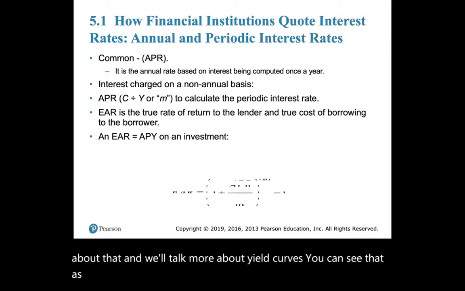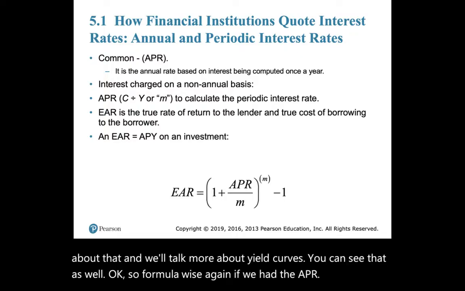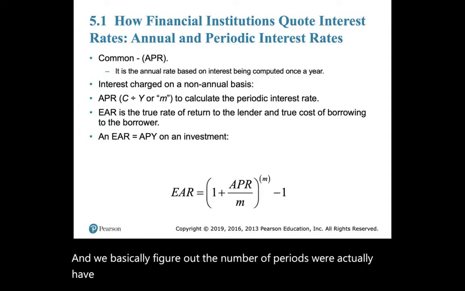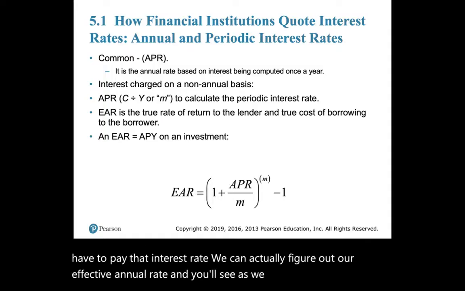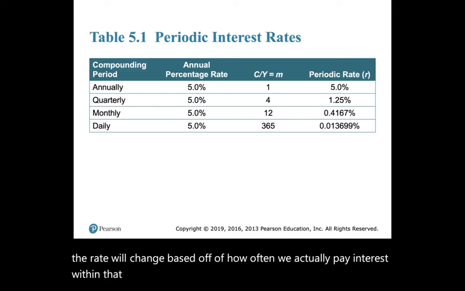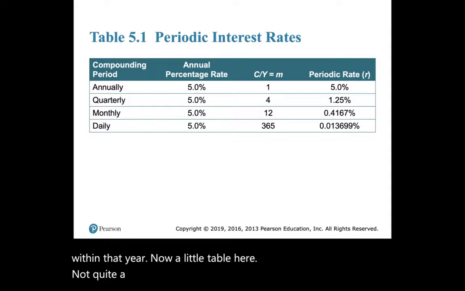So formula-wise, if we have the APR and we figure out the number of periods in which we actually have to pay that interest rate, we can figure out our effective annual rate. And you'll see as we look at an example that the rate will change based off of how often we actually pay interest within that year. Now a little table here, not quite a periodic table, but a periodic interest rate table.